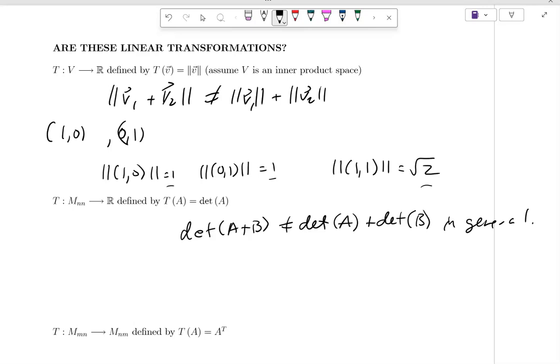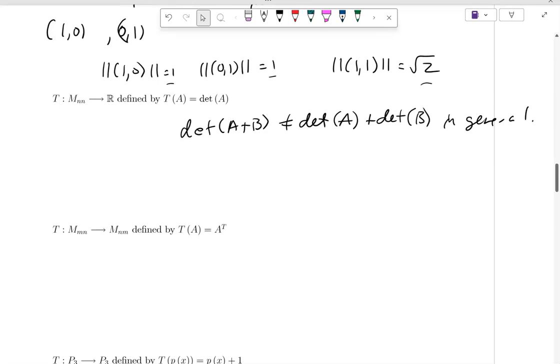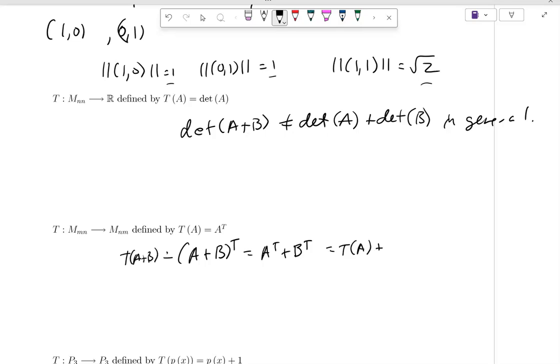How about transpose? Yeah, that one will work okay, right? Because if I do A plus B transpose, the transpose does break up over the sums. And if I do a constant times a matrix, the constant will pull outside of the transpose as well. So this one works. This one breaks up over sums and constants pull out. So transpose is a perfectly fine linear transformation.